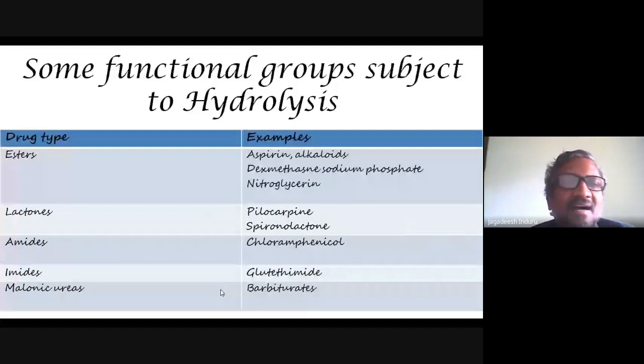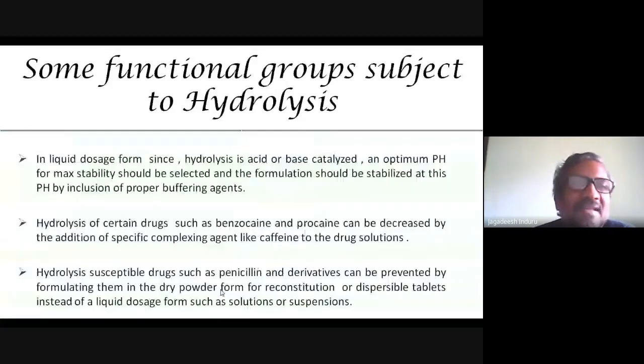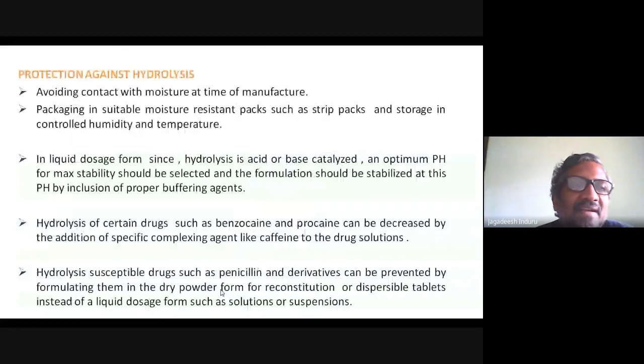hydrolytic degradation, such as esters like aspirin and alkaloids, which we have already seen, and lactones, pilocarpine and spironolactone, which is a diuretic. Amides like chloramphenicol, imides like glutethimide, and malonic ureas like barbiturates are all affected by hydrolysis.